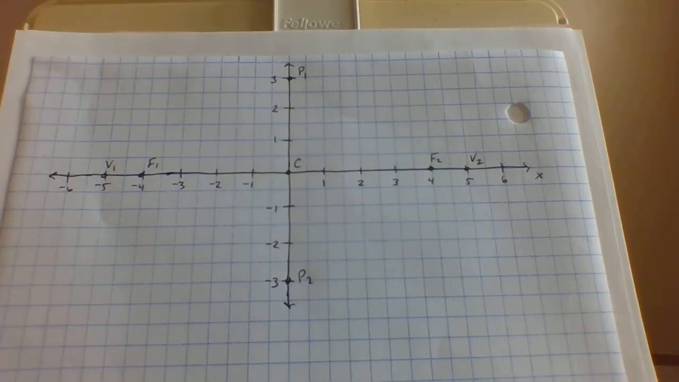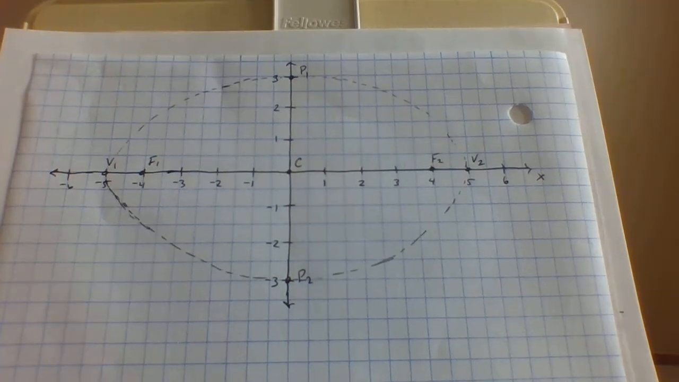Here's a summary of my points so far. Our center is at the origin, and since our vertices are 5 units out, we have V1 at the point -5, 0 and V2 at 5, 0. Our foci were 4 units out from the center, so the points -4, 0 and 4, 0. We also know that the distance to the points along the minor axis were 3 units out, so I'm counting 3 units up and down from my center. So I have the point 0, 3 and 0, -3. Here is a final sketch of our ellipse.